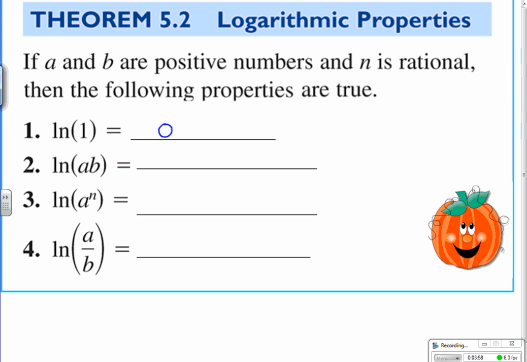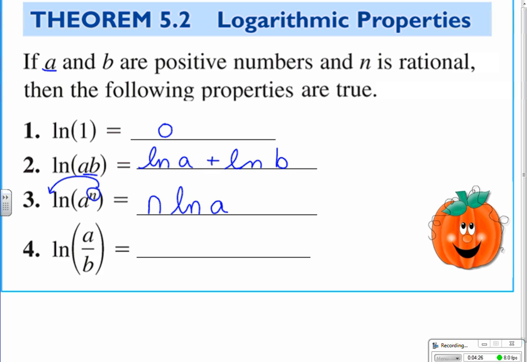Natural log of a times b. When I have an argument that has multiplication in it, I can break this apart into 2 natural logs using addition. Get the plus sign there. The next one I kind of think of as the power property of natural logs. I'm going to bring out the n. N can get placed out front, so I'd have n natural log of a.